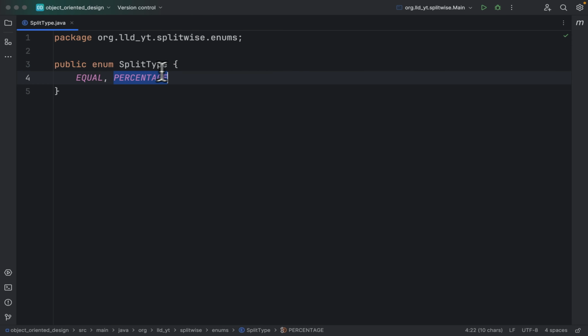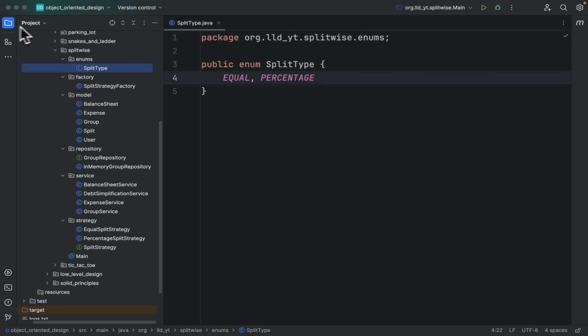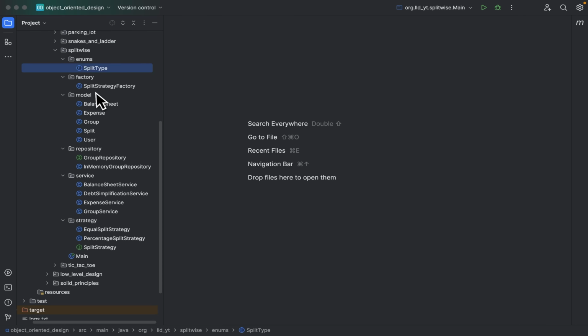So in our application, we have the enum, which is split type. And in this enum, we would be having all the different types of split like equal, percentage, and let's say in future I want to add unequal as well, so I can add that. Okay.